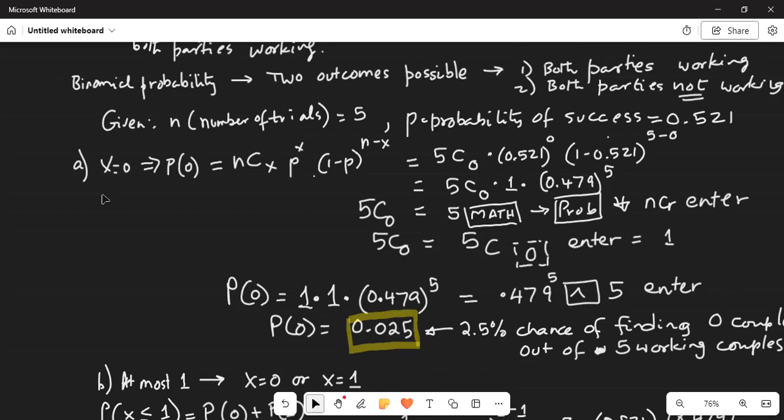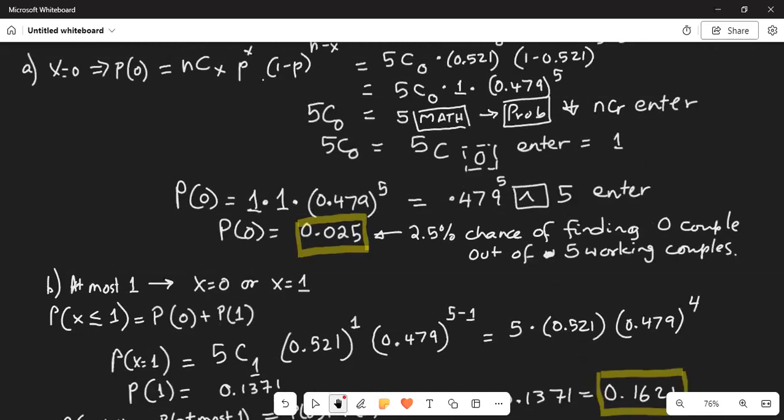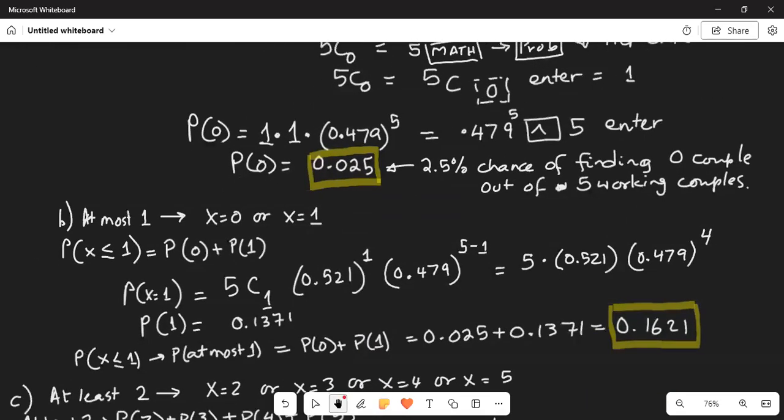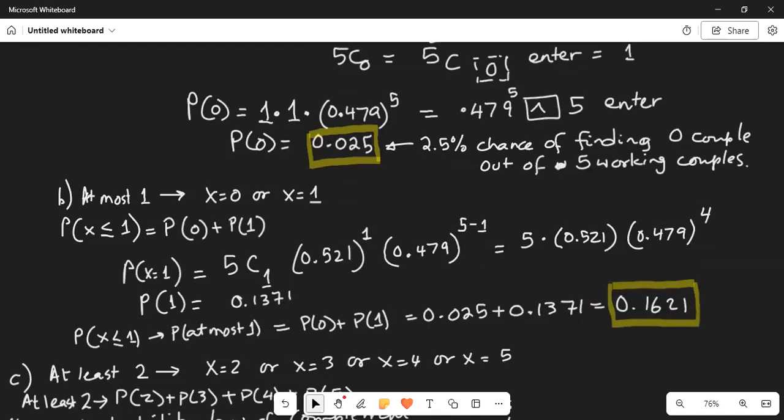Since in our case x is 0 and n is 5, it's 5C0 times 0.521 raised to the power of 0. Anything raised to the power of 0 is 1, multiplied by the probability of failure, which is 0.479, raised to the power of 5. That gave me the probability that out of 5, none of the couples have both parties working, which worked out to 0.025. So there is a 2.5% chance of finding 0 couples out of 5 where both are working.